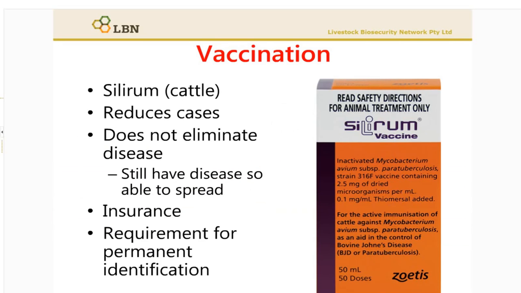The other thing which we widely use in the sheep industry, of course, is the vaccination for Johne's disease. Now, the Silirum vaccine, which is registered for cattle, is a very good vaccine, like the Gudair vaccine in sheep. It reduces clinical cases to the point where they become no longer a problem. So in most circumstances, it's very reliable at doing that. One of the things it's not good at, of course, is that it's not a sterilising vaccine, and it does not eliminate disease. So you still can spread disease from infected properties if they've been vaccinated. So important to remember that.